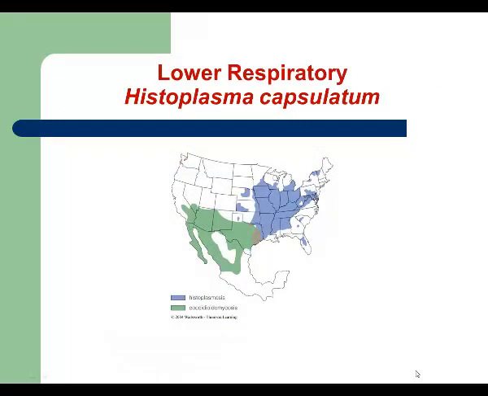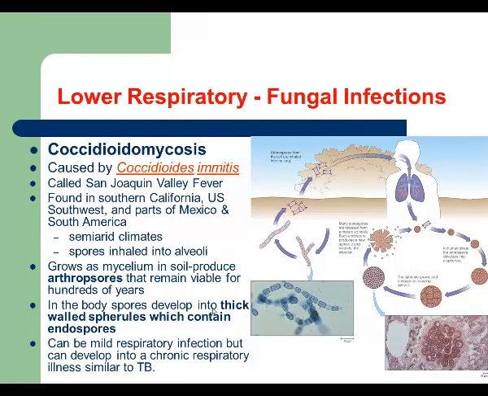On this slide, you can see what areas can be affected by histoplasmosis. It's the blue area. So you see Indiana, Kentucky, Ohio, some of the states that will be affected by histoplasmosis. But if you look here on the left side, there's a green area. That area can be affected by Coccidioides immitis, or coccidioidomycosis. Now this is the next fungal infection we're going to talk about.